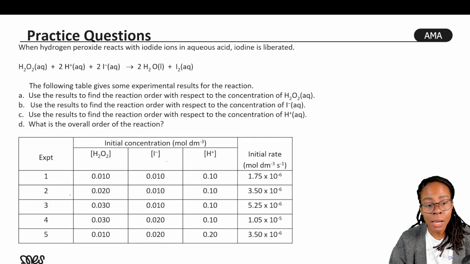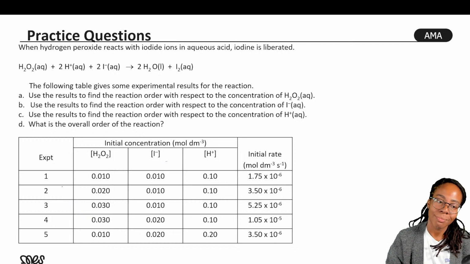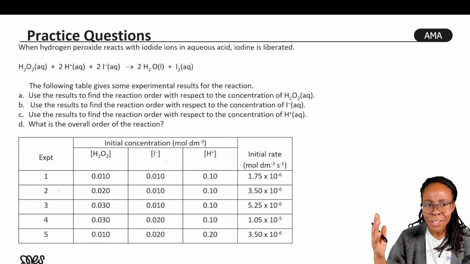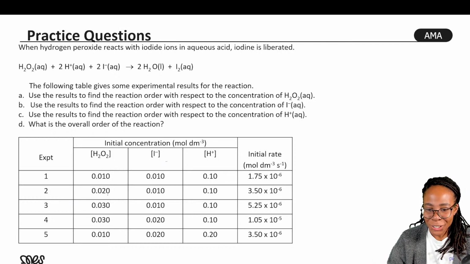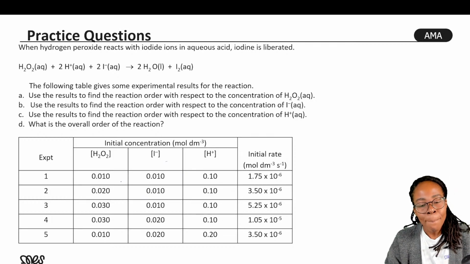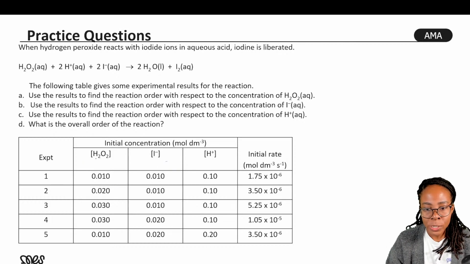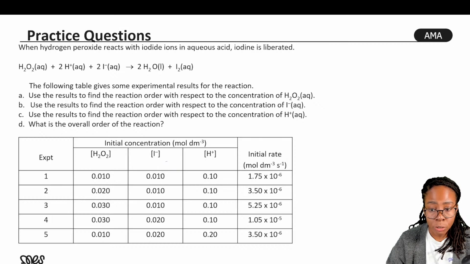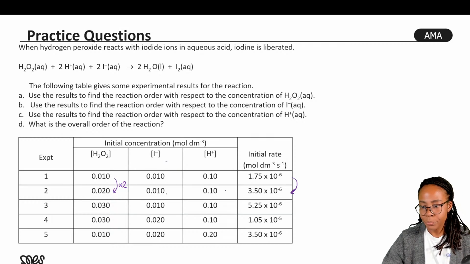So our first thought, hopefully, would be to find 2 experiments where the concentration of one of them is changing, but the concentrations of the other 2 are not. If we start with the hydrogen peroxide, quite nicely, we can see experiments 1 and 2, the concentrations of I- and H+ are staying the same. So we can just use these two. Our concentration is multiplied by 2. What's happened to our rate?